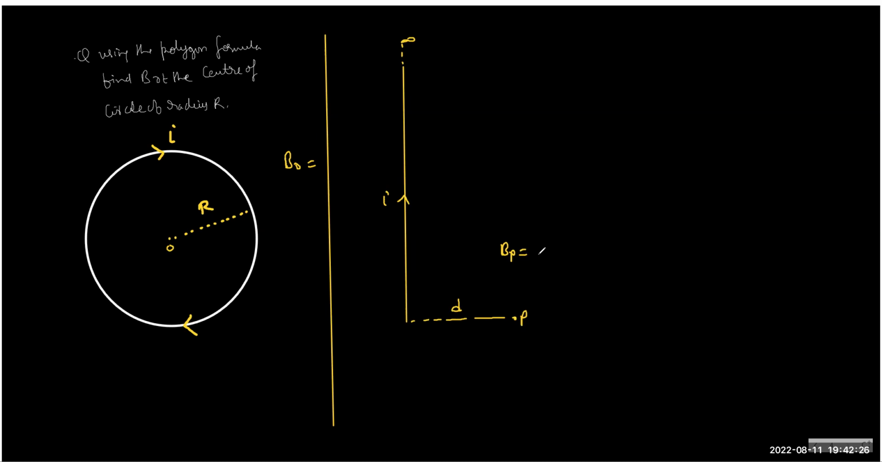So B is how much? Sir, it will be mu naught I by 4 pi d. Okay, fine. So if it becomes infinite, then it will become mu naught I by 2 pi d, right? Yes, sir.